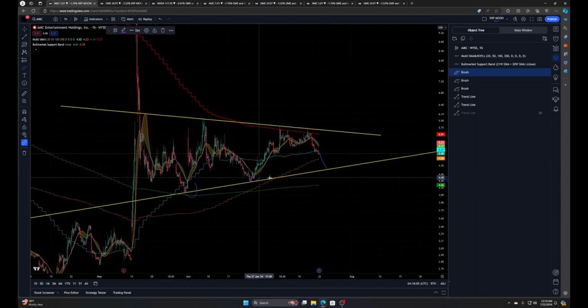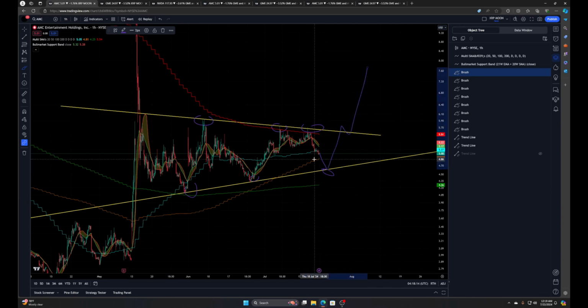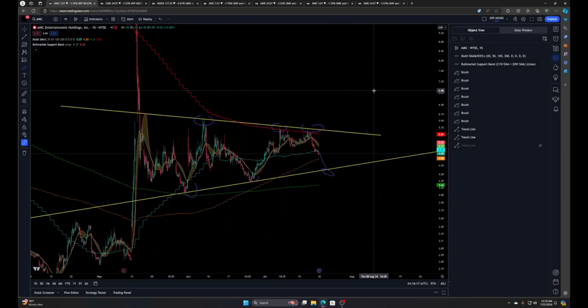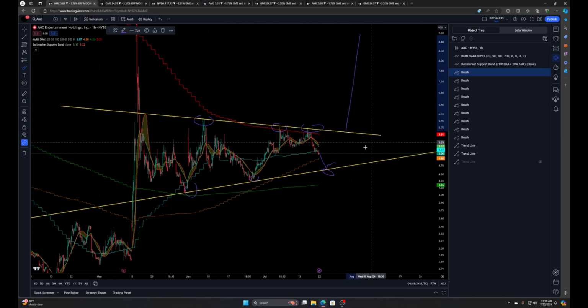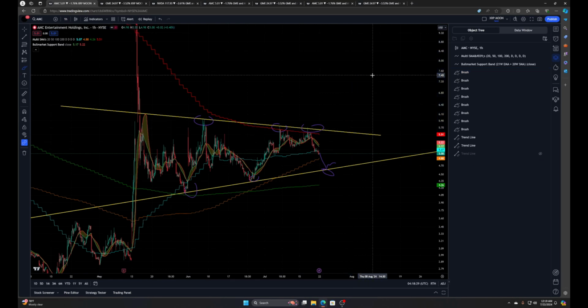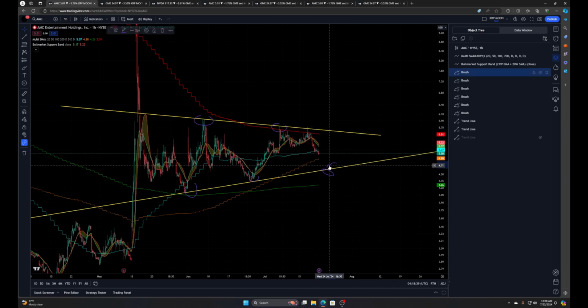You'd have 3 touches on the bottom, 1, 2, 3 touches on the top, and then you'd break out of your pennant. Preferably, what would happen is you would come down here, trade like this, and then one day you would just gap up above the pennant and start running. That would probably happen pre-market or something like that.